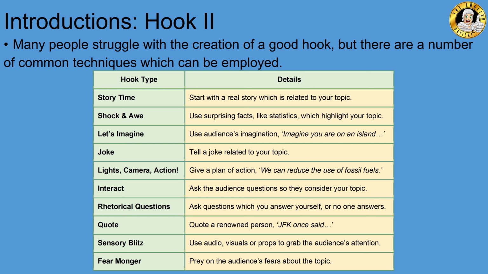The next is a sensory blitz. And these will use audios, visuals, and props to try to grab the audience's attention. You might have seen this being done in certain kinds of speeches. For example, an MC might come on stage with lots of music blaring, lots of sound, in order to get everyone's attention. And the final method is the fearmonger. People pay attention when they are afraid. So you can prey on the audience's fears about things in relation to the topic.